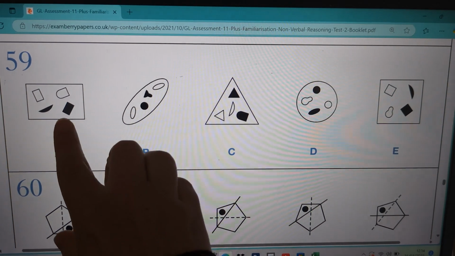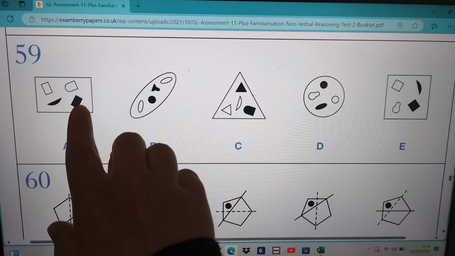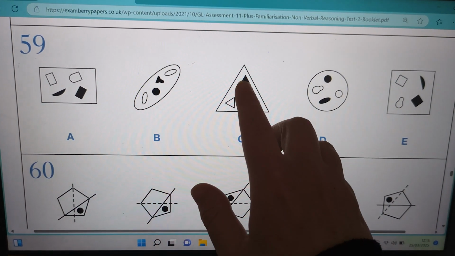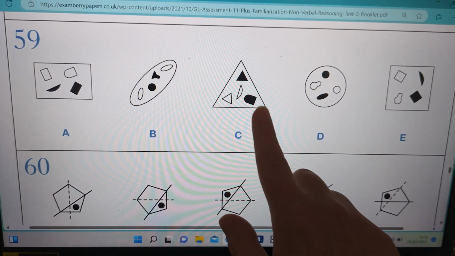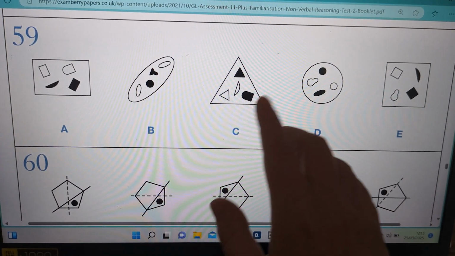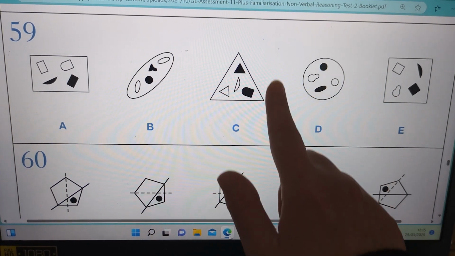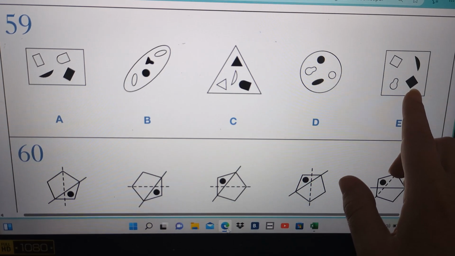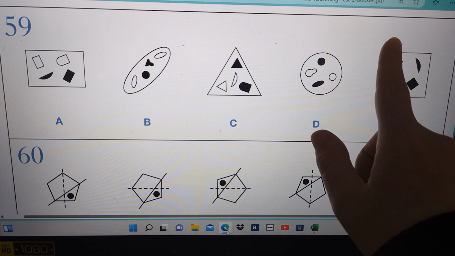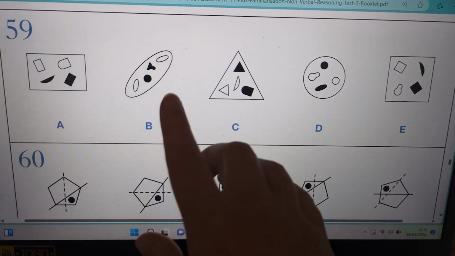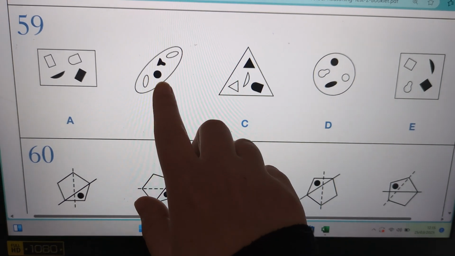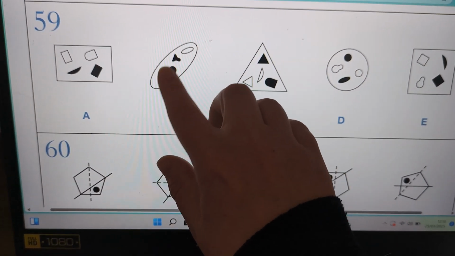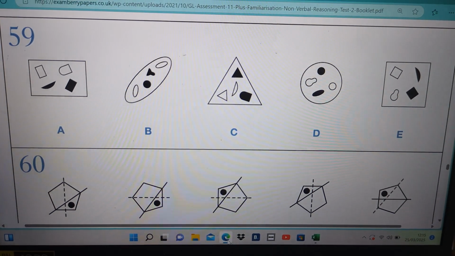I have noticed that we've got a black rectangle here and the outside shape is a rectangle. We've got a black triangle there and the outside shape is a triangle. We've got a black circle there and the outside shape is a circle. And we've got a black square there and the outside shape is a square. So the odd one out is B, because we've got a black circle, but here the outside shape is an oval and both the ovals in the shape are white.